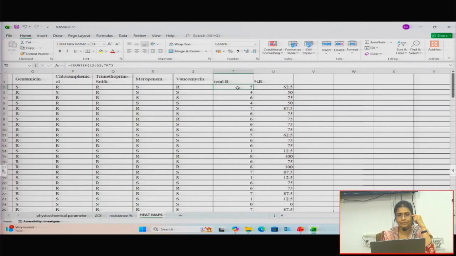Sania, confusing? Okay. This second data, are you clear with this? You got a count of total R. Did you put that formula and you got a total count? Yes. From here, did you calculate the percentage R? Yes, do that. First do that and then we can see.